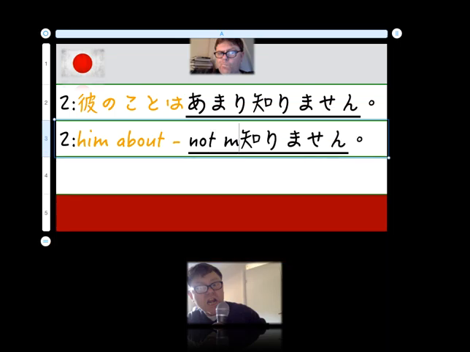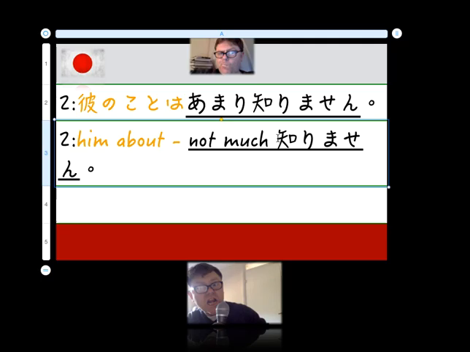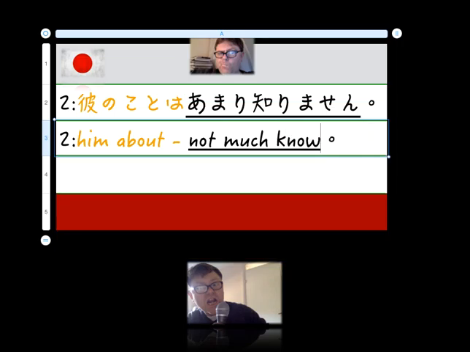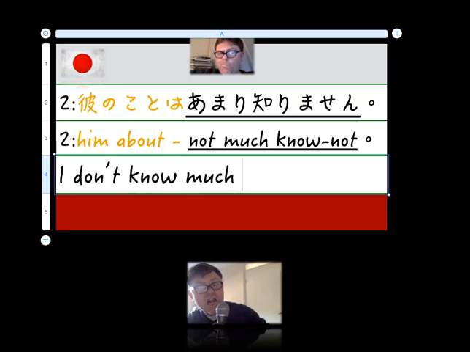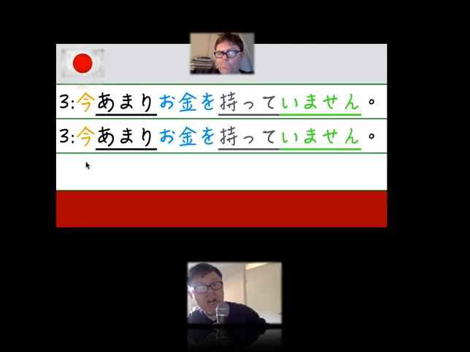So not much. And then shirimasen, okay, the base is shirimasu, and therefore no, not. Let's have that as no, not. Him about, not much, no, not. Therefore, I don't know much about him in good English. I don't know much about him. Remember that middle line is the linguistic logic that I'm coming up with here as best as I can. Not always clear cut even with that.